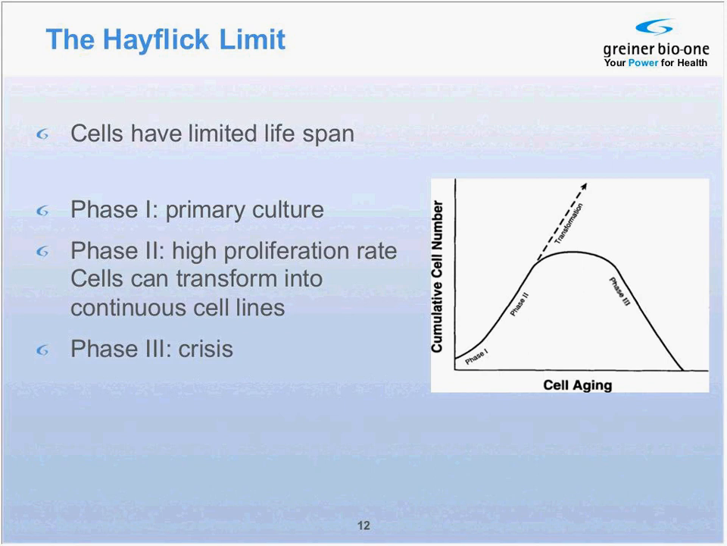Phase 1 is the primary culture that ends with the initial complete or confluent cell layer. Phase 2 is characterized by a high proliferation rate that slows down towards 40 population doublings. After approximately 50 population doublings, the proliferation ceases and cells undergo a crisis in phase 3, which is also called senescence, stop dividing ultimately, and undergo apoptosis.